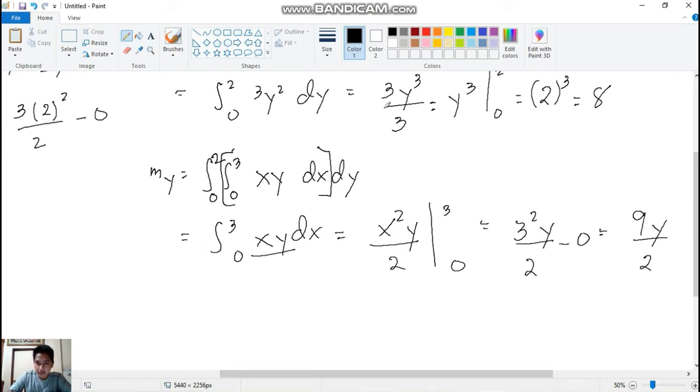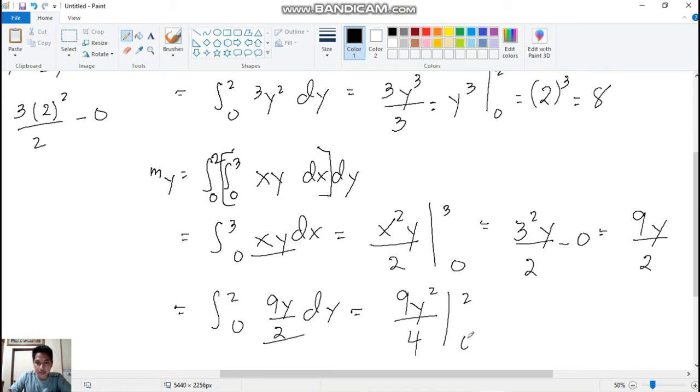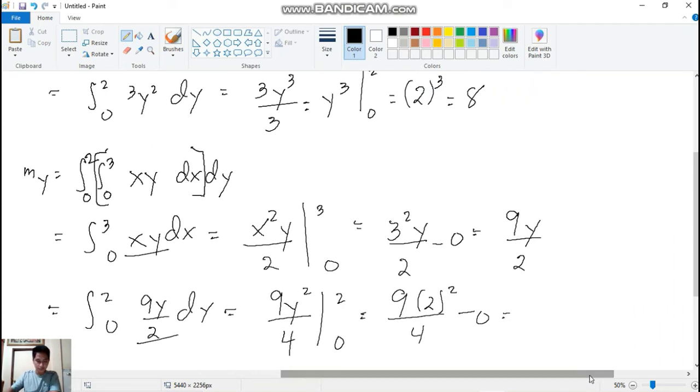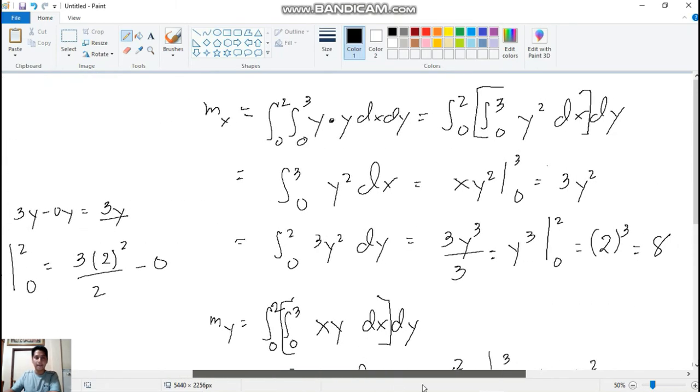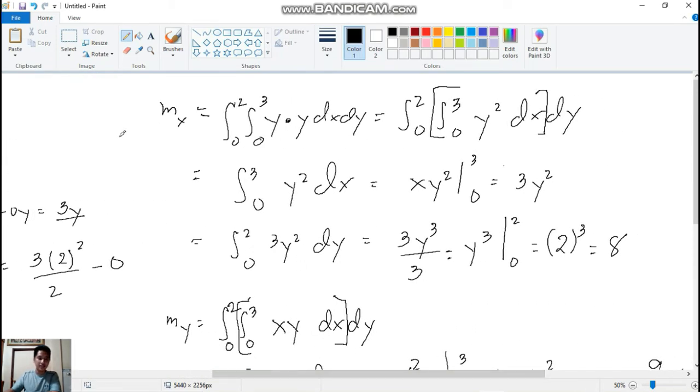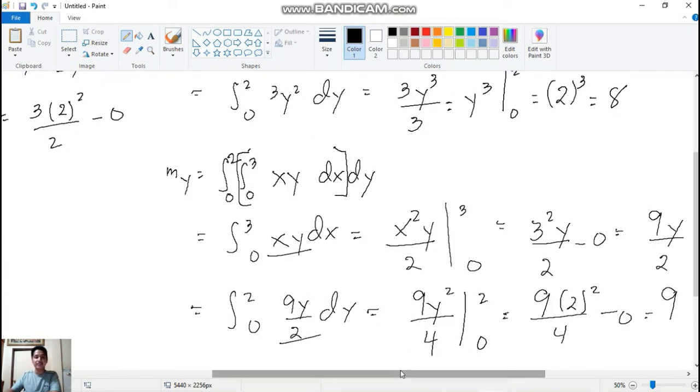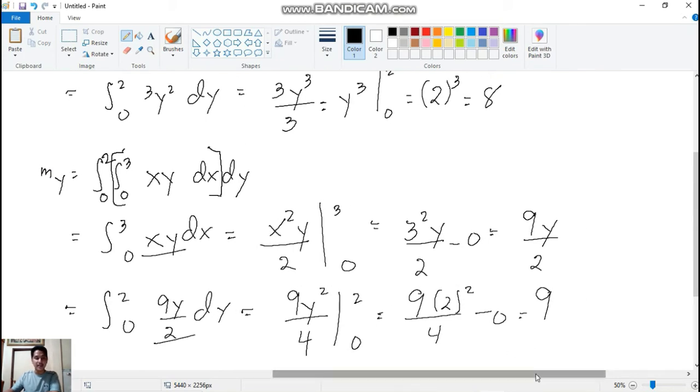So we're going to substitute 9y all over 2 into our equation. So that is equal to the integral of 9y over 2 dy. We need to get the antiderivative of this one in terms of y. That is y squared all over 4. The values of y are 2 and 0. So 9 times 2 raised to 2 all over 4 minus 0. The answer is 9. So we get already the different values that we need. The mass is 6. The mass when the lamina tends to rotate on the x-axis is 8. The mass of the lamina, if it tends to rotate on the y-axis, is 9.